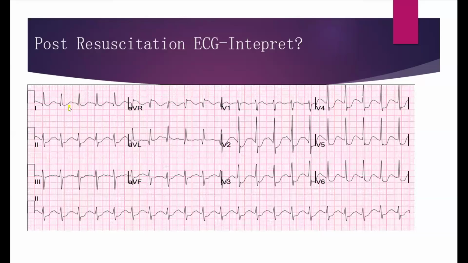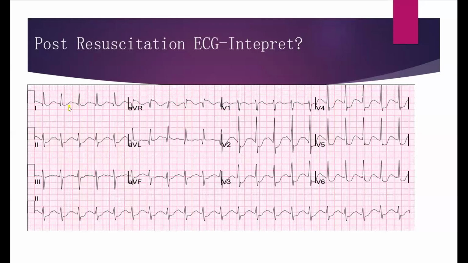Now we're moving on from STEMI to ST depression. ST depression can be 3 things generally. It can be subendocardial ischemia, or it can be other causes of diffuse ST depression. ST depression due to subendocardial ischemia does not localize, it's diffuse. It does not point to one side.